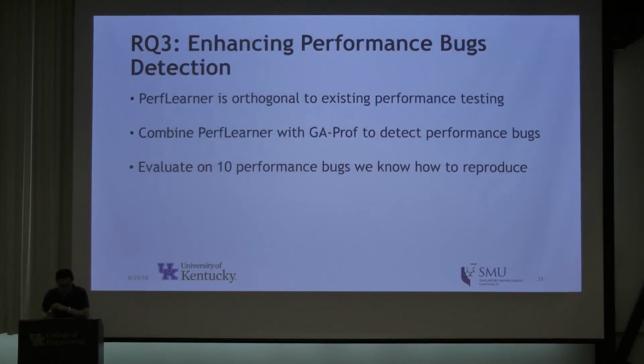And for the last research question, since PerfLerner is orthogonal to the existing performance test case generation methods, we combine PerfLerner with GA-Prof, which is a tool that generates performance test cases, and see if this can help GA-Prof to better detect performance bugs. We evaluate 10 performance bugs that we know beforehand how to reproduce, and we also record the time it takes to find the performance bug.